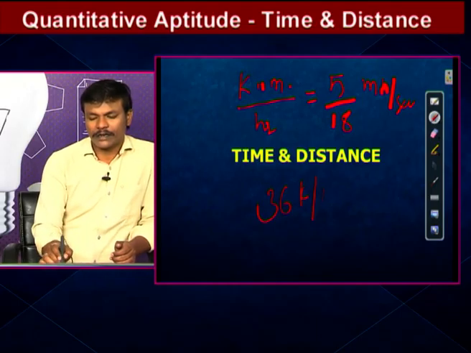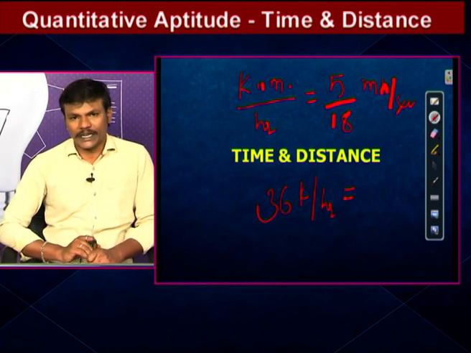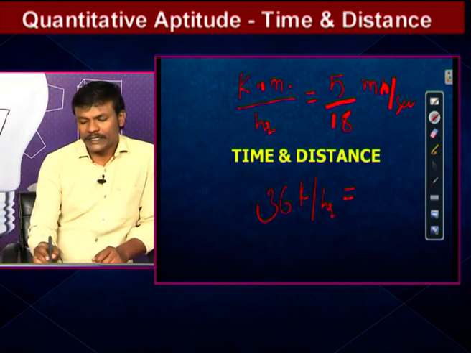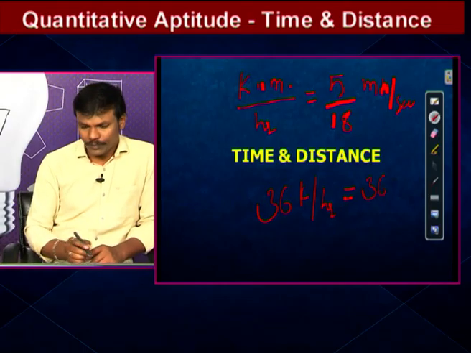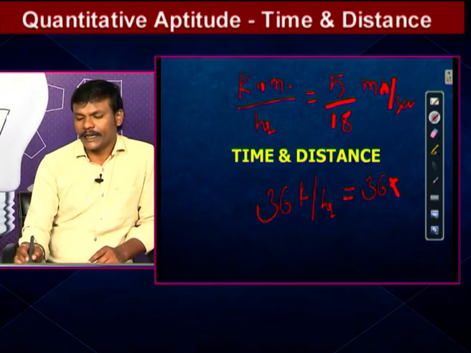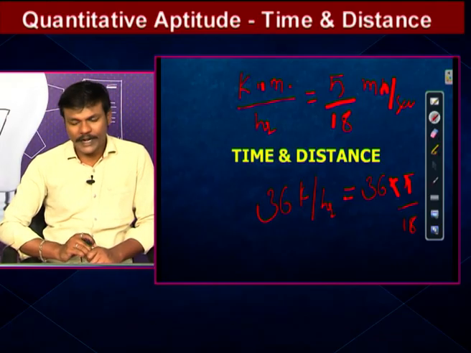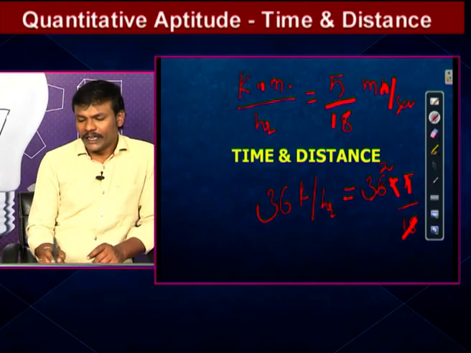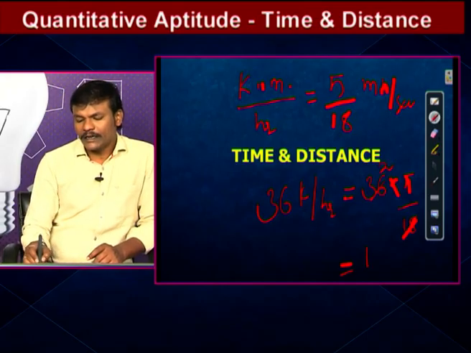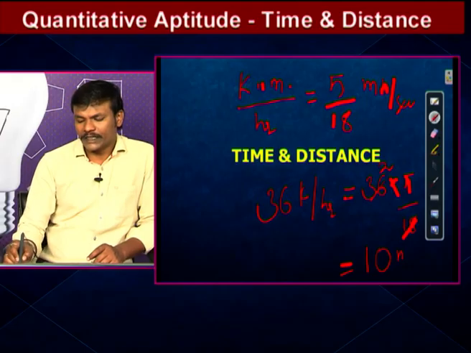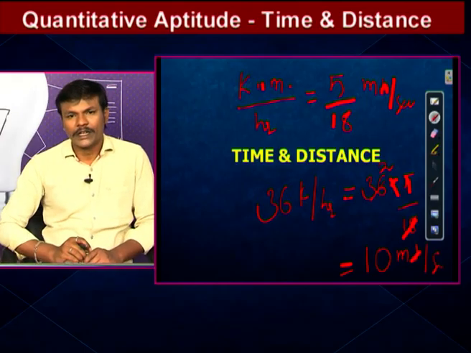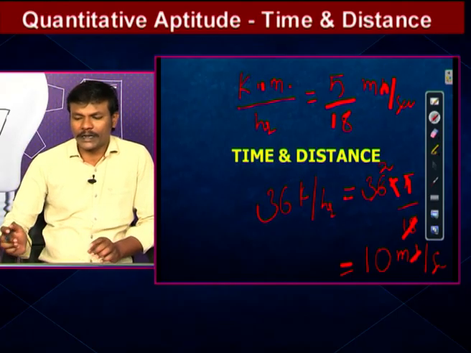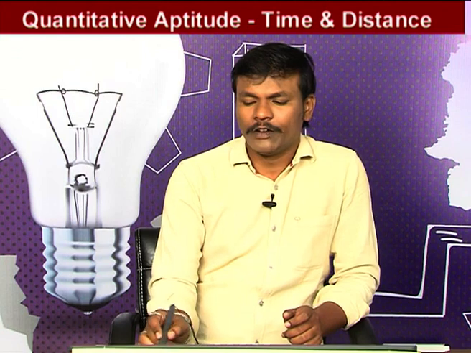36 kilometer per hour. What is the meter per second? 36 kilometer per hour means 36 into 5 by 18 meter per second. 18 2s are 36, 2 5s are 10 meter per second. So 36 kilometer per hour, when we convert to meter per second, becomes 10 meter per second.